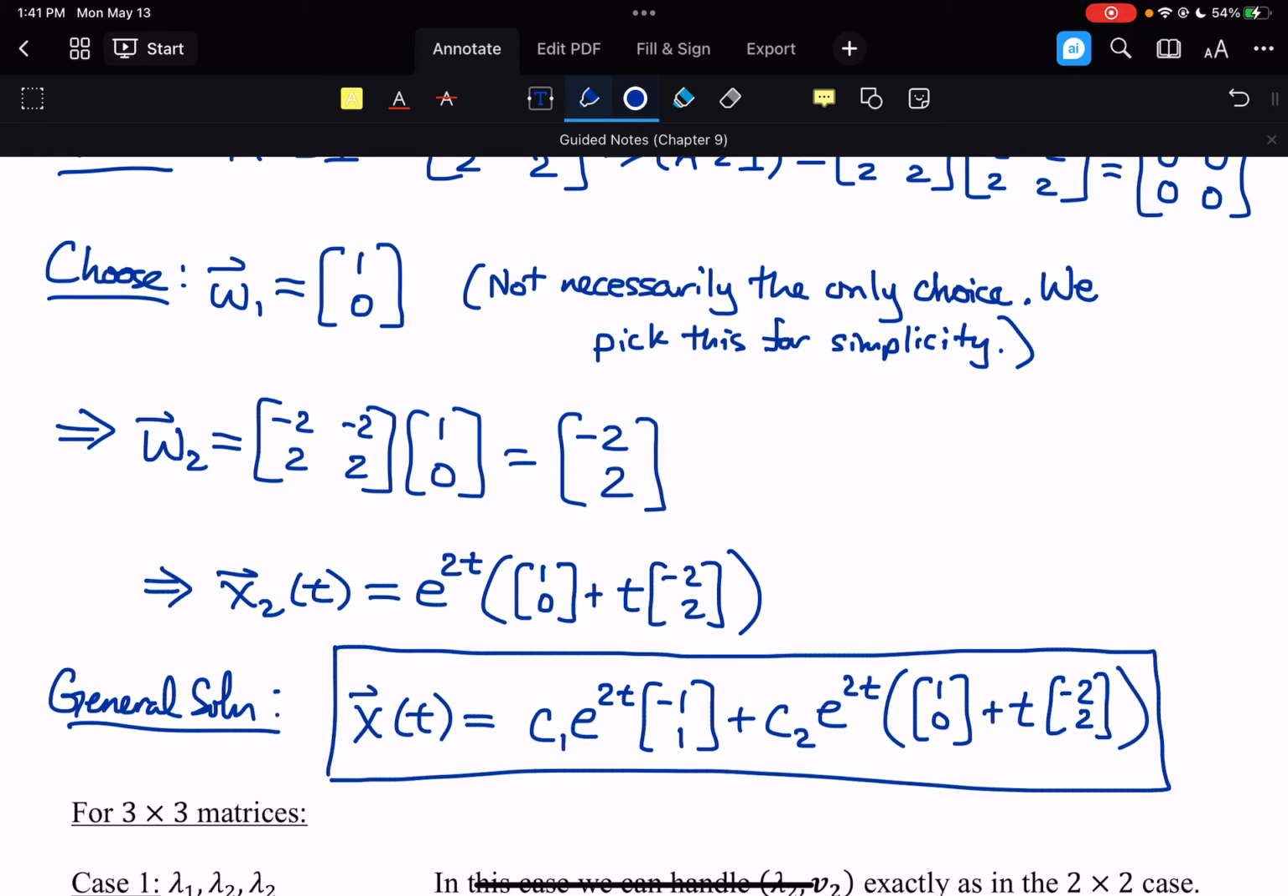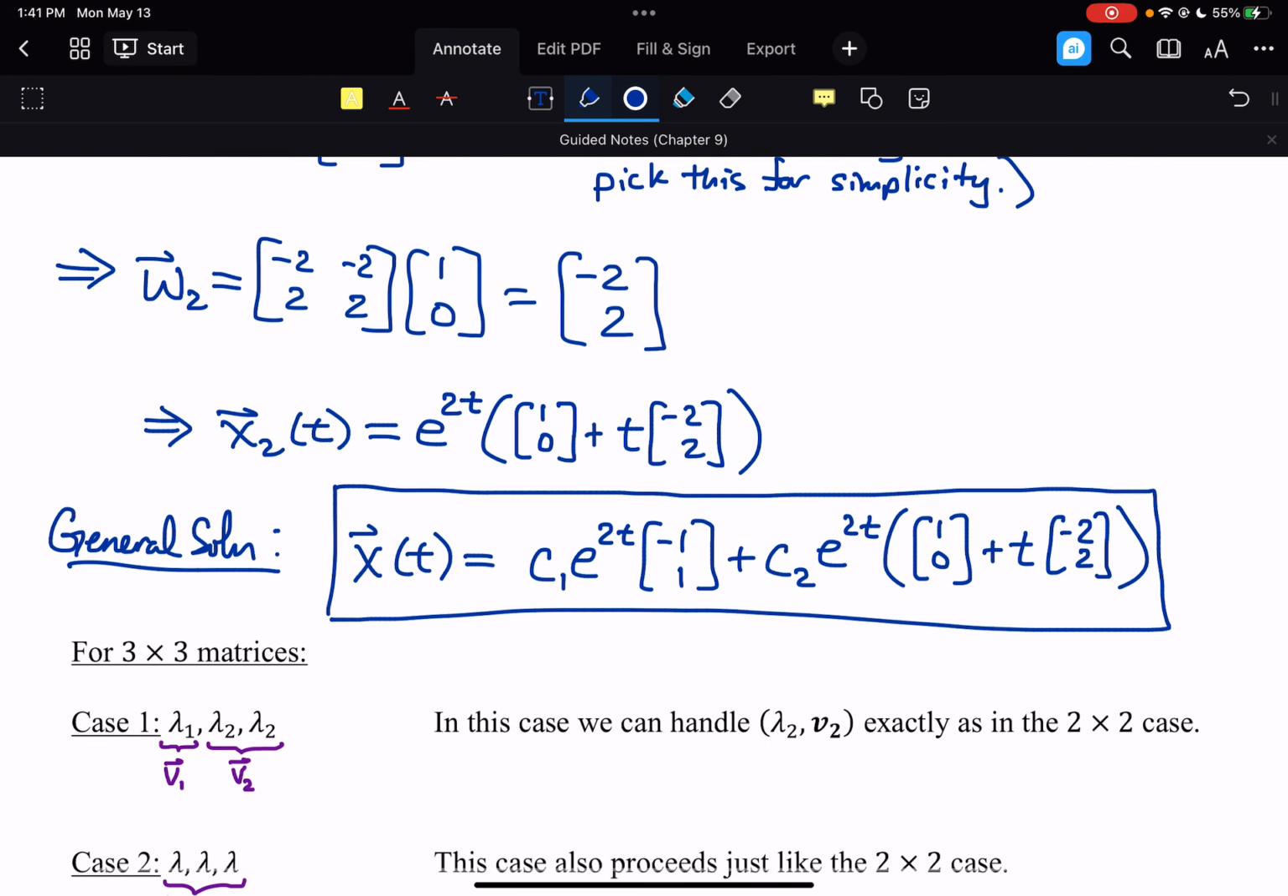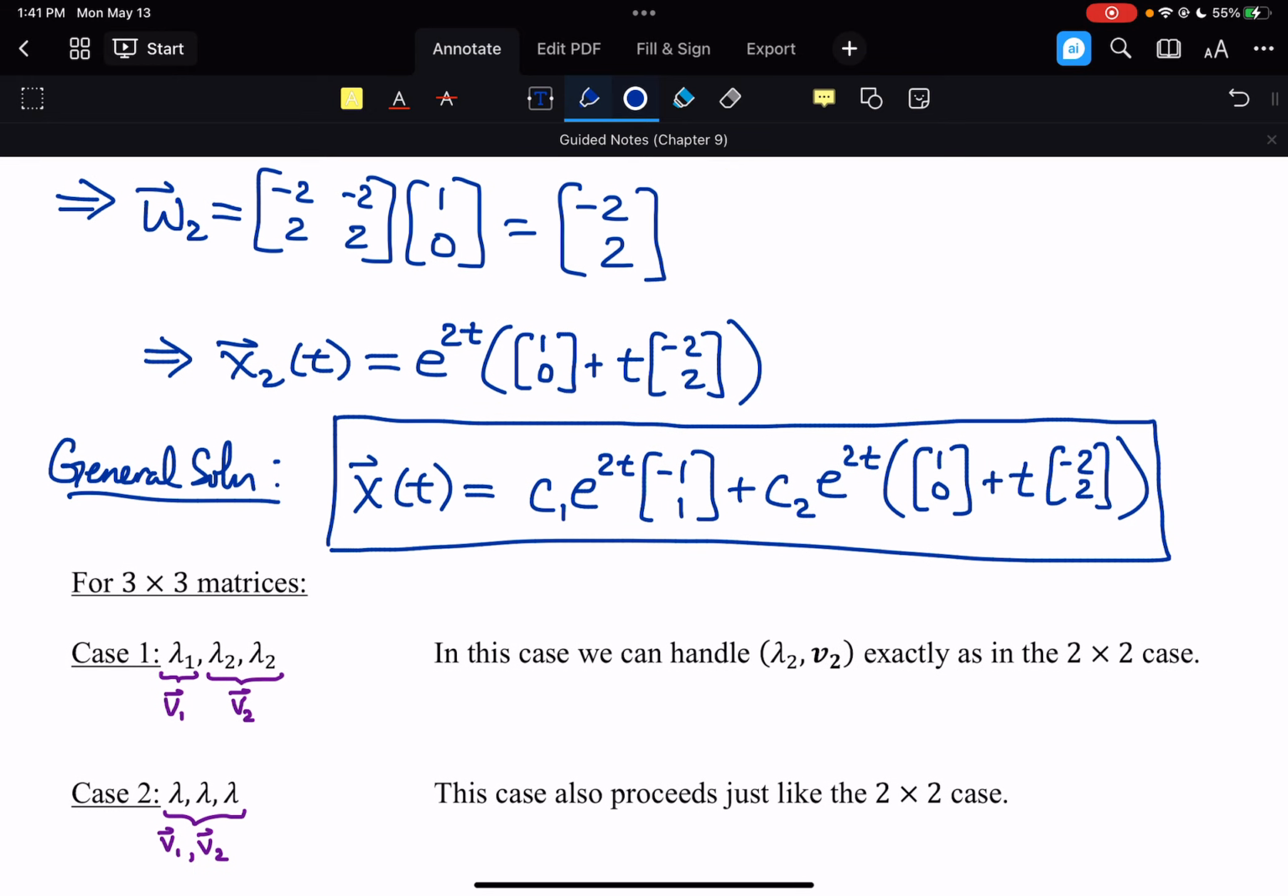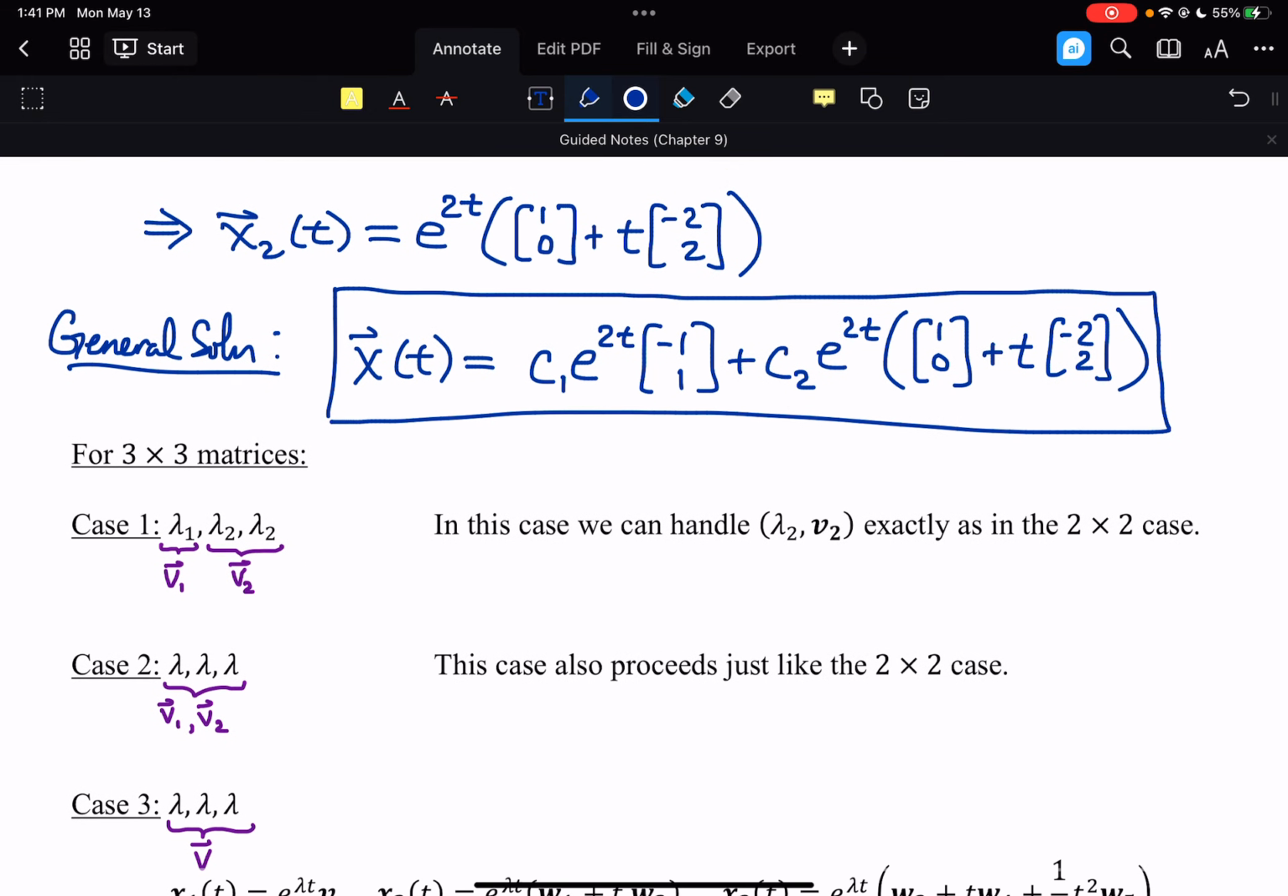Now, if we have a 3 by 3, this process stays similar but gets a little bit more involved because there's more possible outcomes here. So for a 3 by 3 matrix, we have 3 possible cases, 3 things that could happen. You could get 2 distinct eigenvalues, lambda 1 and lambda 2, with one of those having a repeat. So you have lambda 1, multiplicity 1, lambda 2, multiplicity of 2, so it occurs twice. Lambda 1 produces its own eigenvector. Lambda 2 produces its own eigenvector, but not 2 of them.